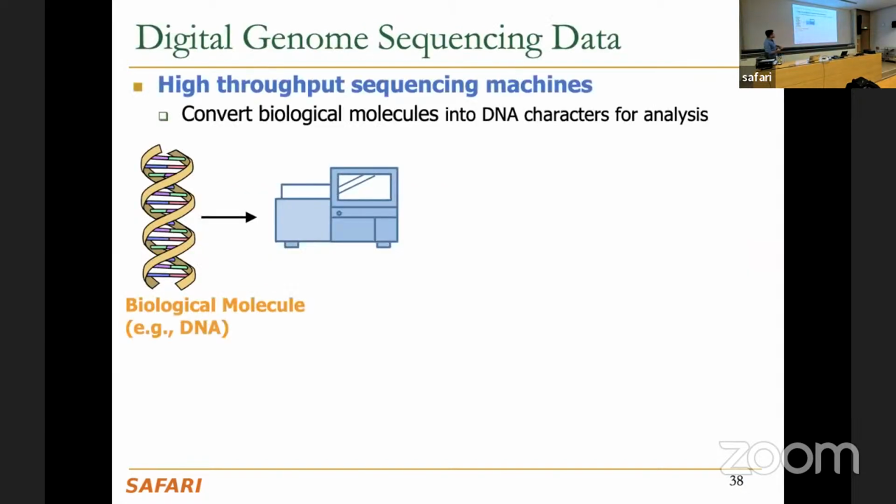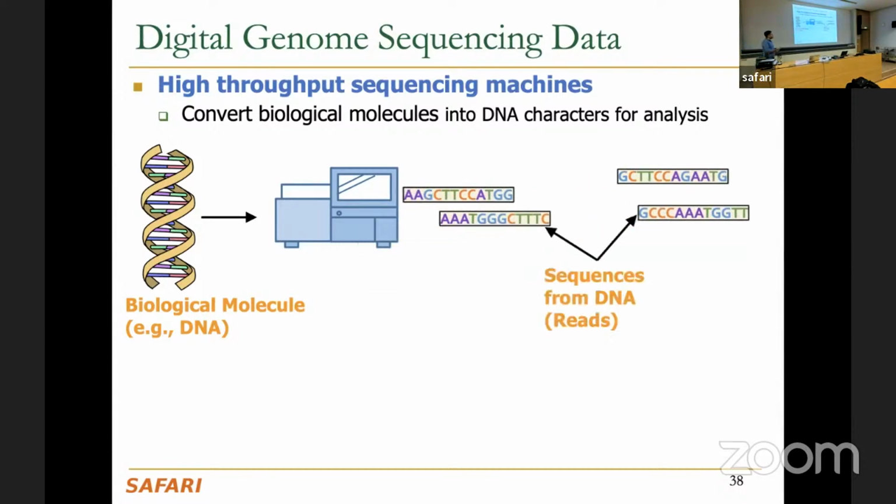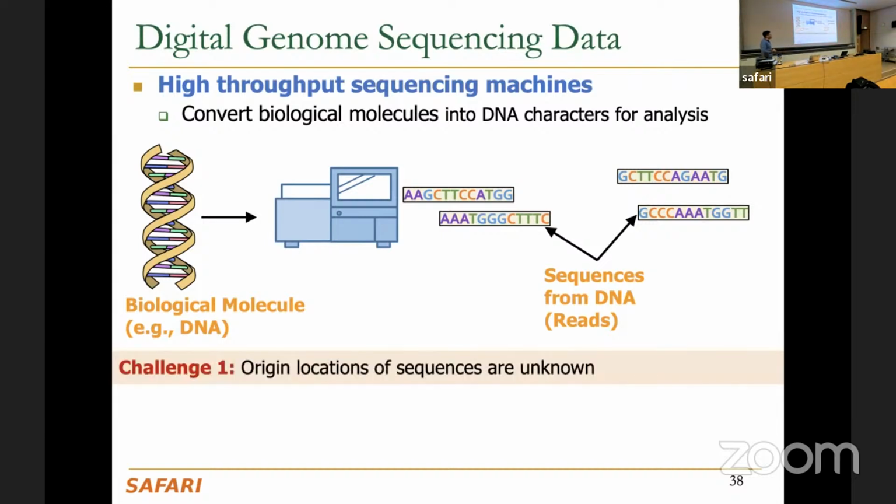For this, we use machines that we call high-throughput sequencing machines, which take this biological molecule, which can be DNA or RNA, as input, and then as output, generate these fragments or sequences from DNA that we call reads. So these are essentially fragments from the DNA. It's not the full part of your chromosome, which then creates certain challenges for data analysis.